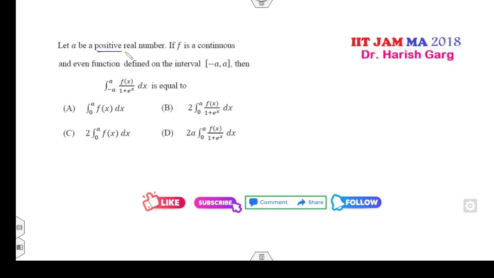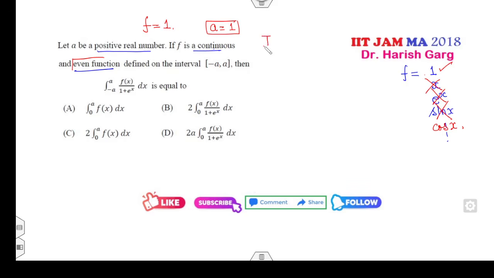Let a be a positive real number, and f a continuous, even function. What examples did I tell you to take? x, e raised to power x, sin x and so on. Look at the functions which are even. This is not even. Sin x is not even. You can choose cos x if you want, but I can choose an easier one. Let f be 1, and for the interval I can choose a as 1.